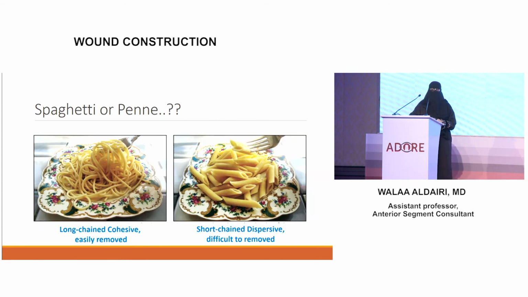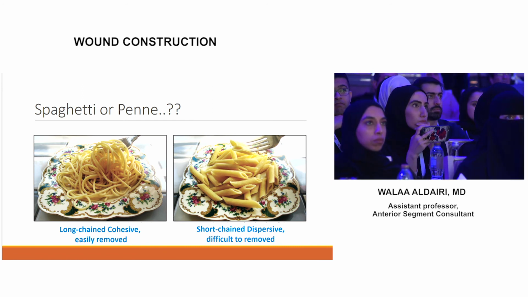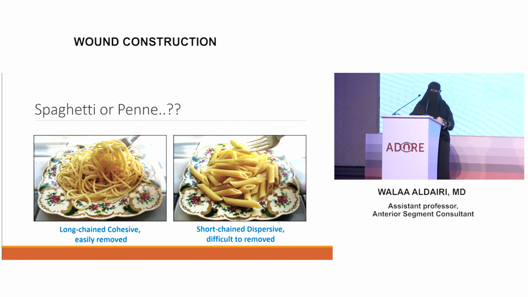Here is the famous example of the spaghetti and penny. So the cohesive is like the spaghetti. It has long chains, and it is light molecular weight, and they attach to each other, so they are easily evacuated from the AC. On the other hand, the dispersive, they are short chain, high molecular weight, and they are difficult to remove from the AC, so they tend to retain in the AC and cause high intraocular pressure.